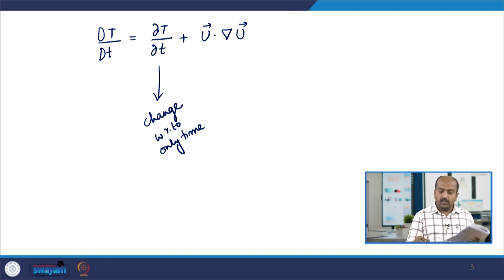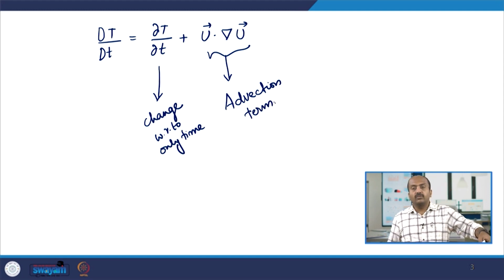But this term is called the advection term. The easiest way to understand the advection term is if you take an air parcel from one point to another point, this term accounts for the change in the physical variable, the dynamical variable, just because the air is replaced by another air because of the movement, right.